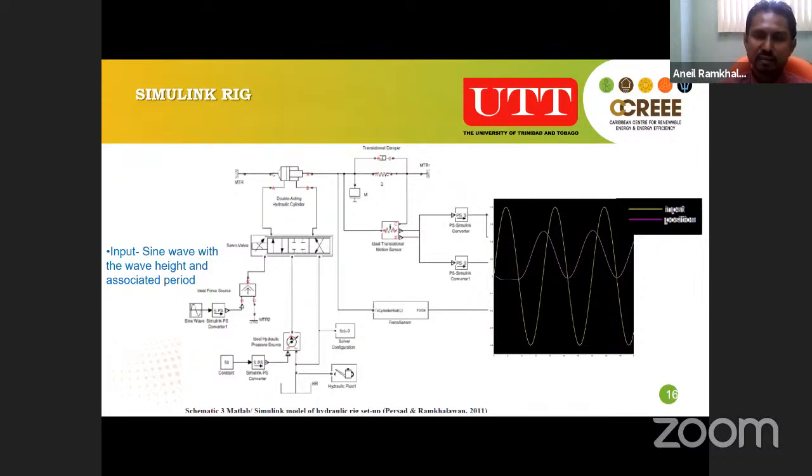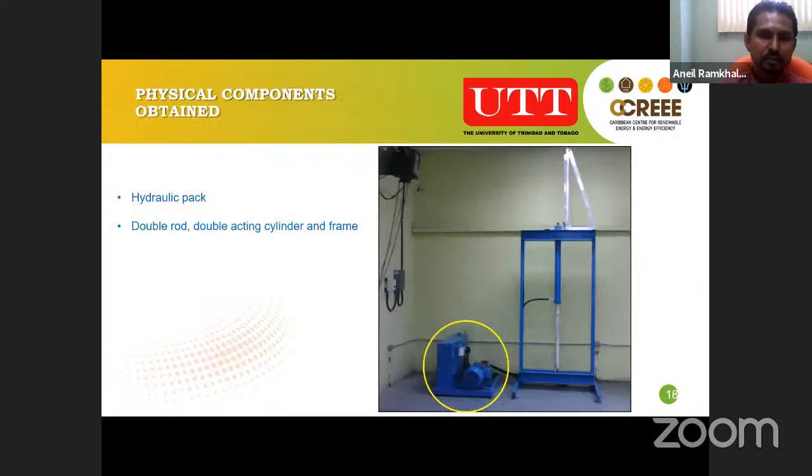We also sized the components of this rig using some of the software and through consultation with various hydraulic companies. And this here was the result of those tests and design so far. So we have our hydraulic pack here circled in yellow, and our actuator. We have a 1 meter double rod, double acting cylinder and frame.